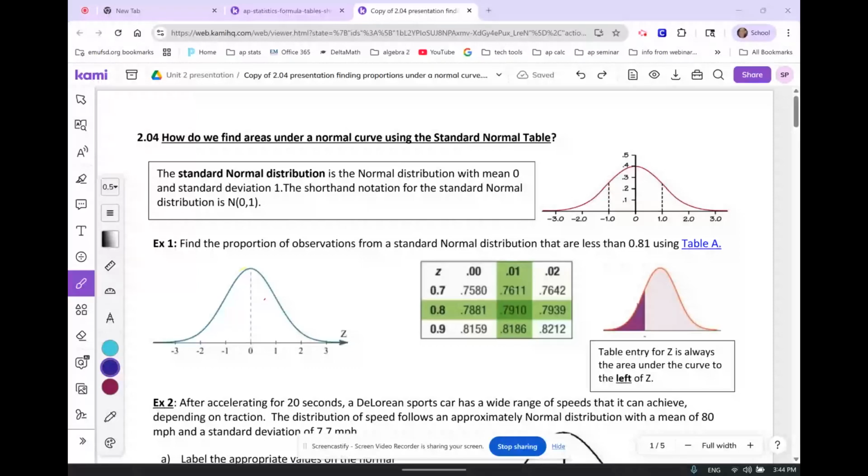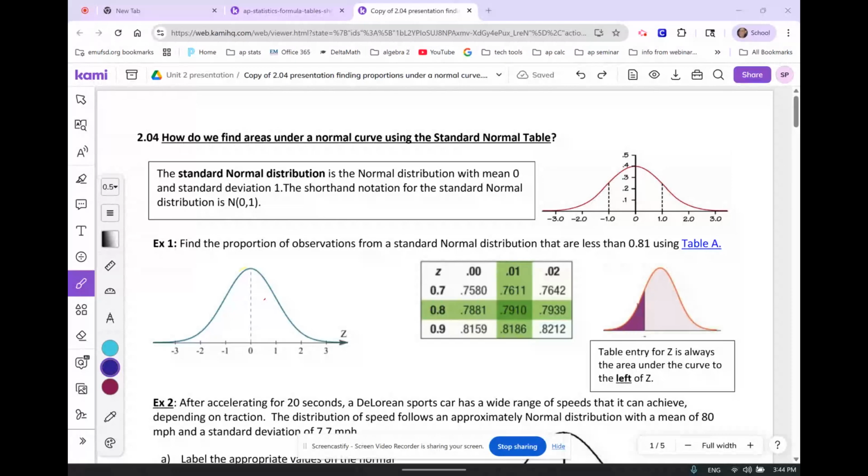Hello, this is Mrs. Pullen for AP Statistics Lesson 2.04. In this video, I'm going to show you how to find areas under a normal curve using the standard normal table, which is in your reference sheet, the yellow packet that I gave you.